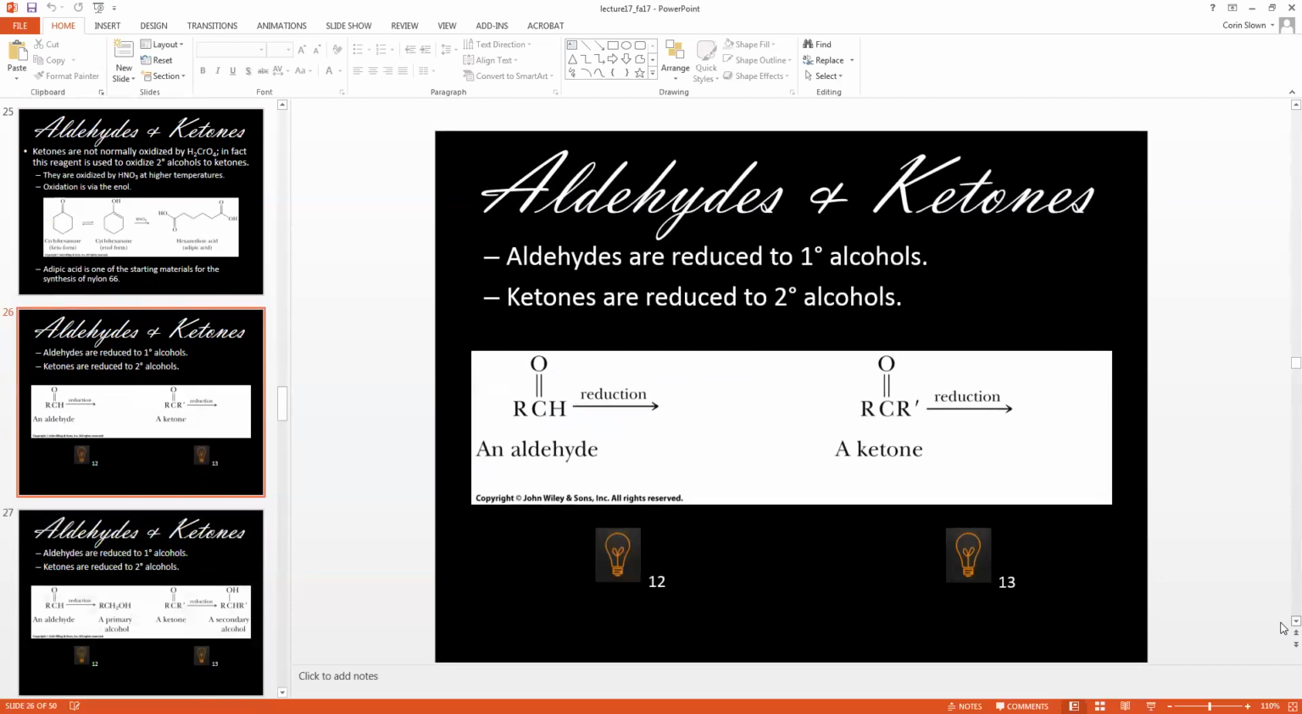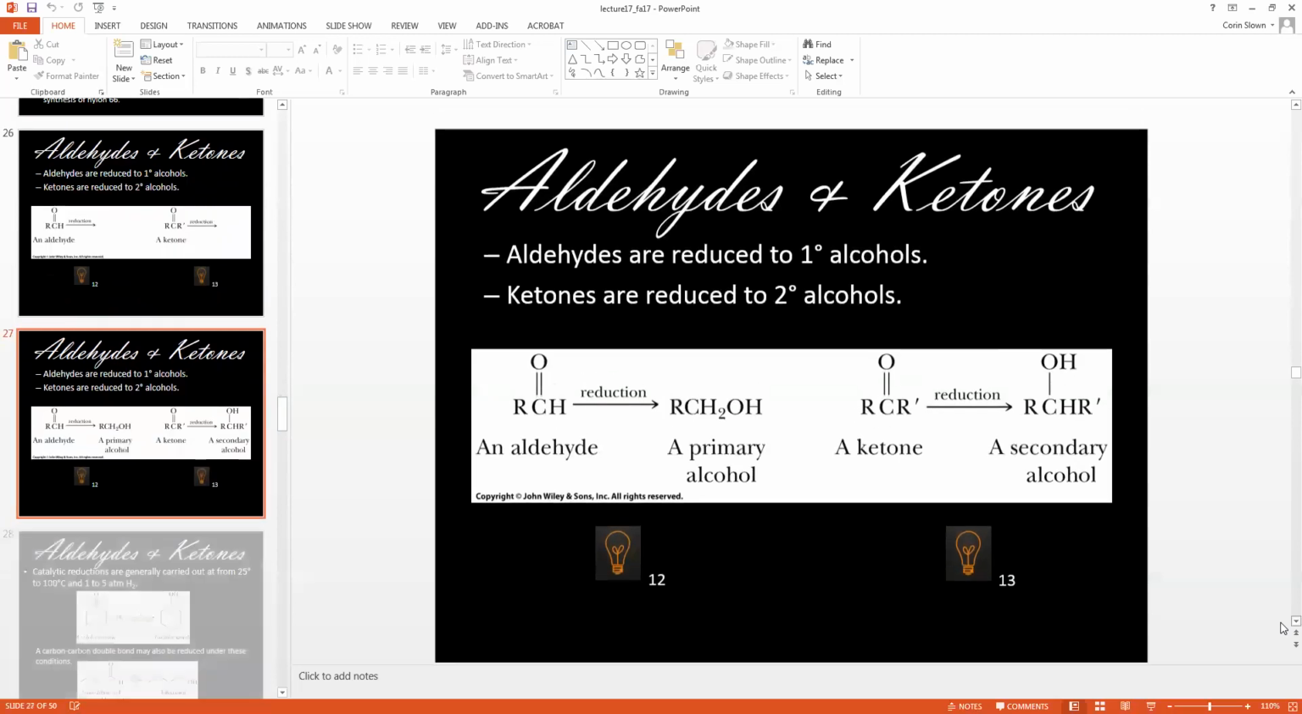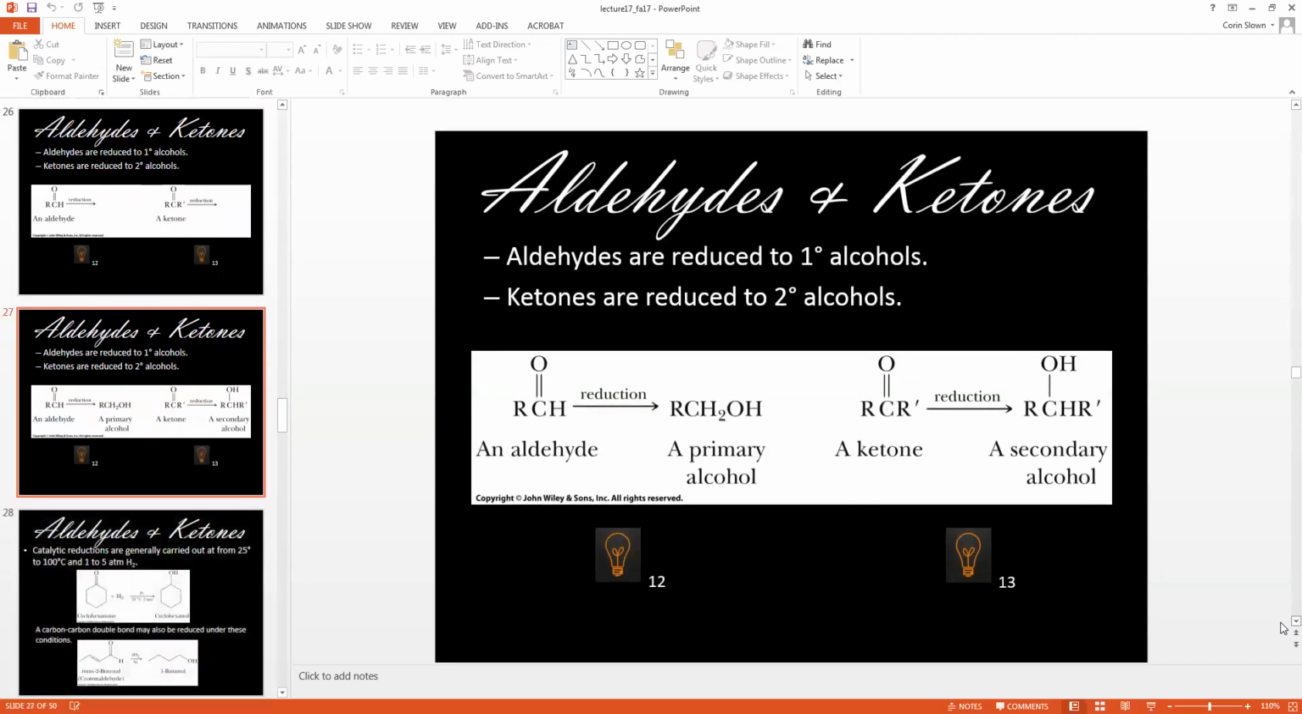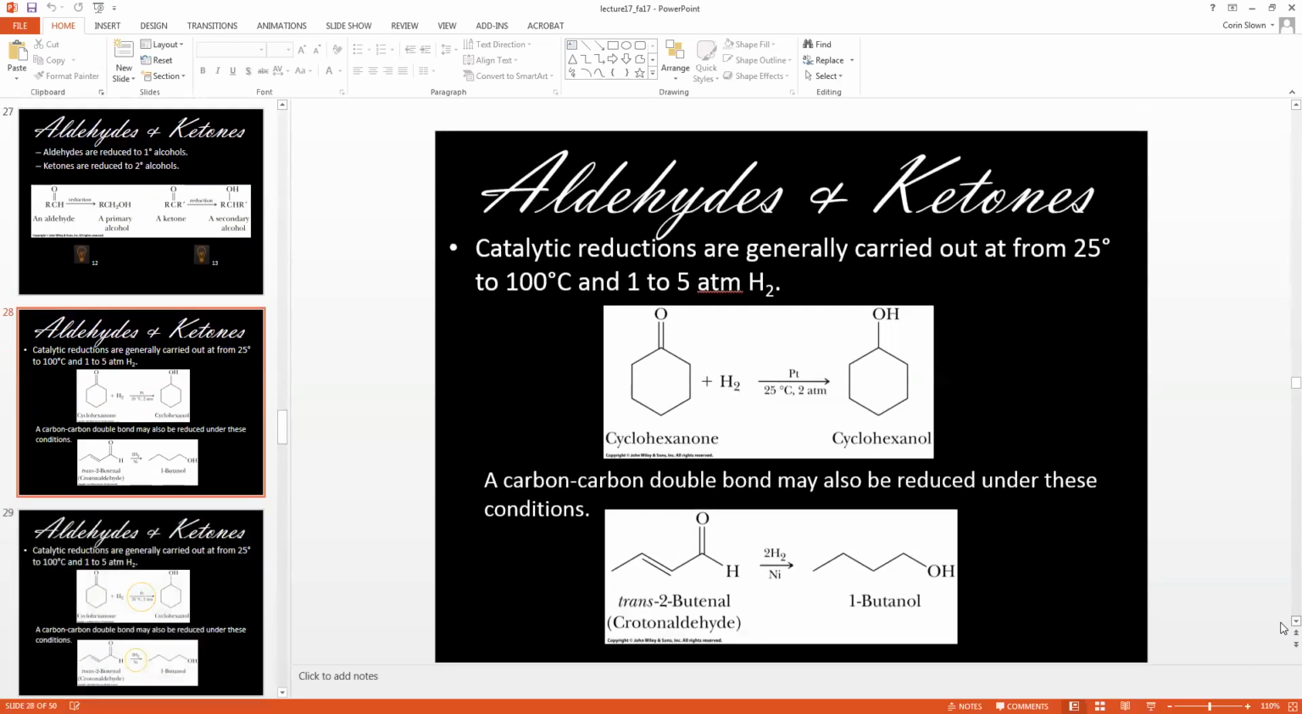I can also reduce aldehydes and ketones. Aldehydes are going to be reduced to primary alcohols, whereas ketones are going to be reduced to secondary alcohols. Examples of that are shown here. Catalytic reductions are generally carried out from 25 to 100 degrees Celsius and from 1 to 5 atmospheres hydrogen. A carbon-carbon double bond could also be reduced under these conditions, using hydrogen and nickel. Again, you don't have to know the mechanisms for these two examples, but you do have to be familiar with the starting materials and the products.